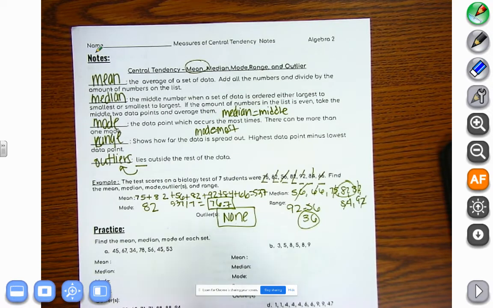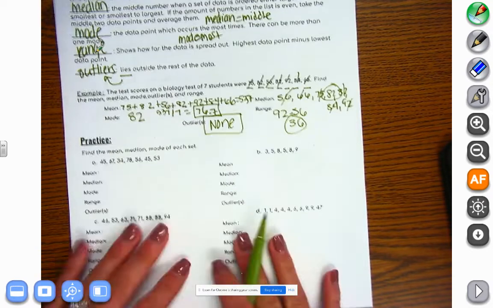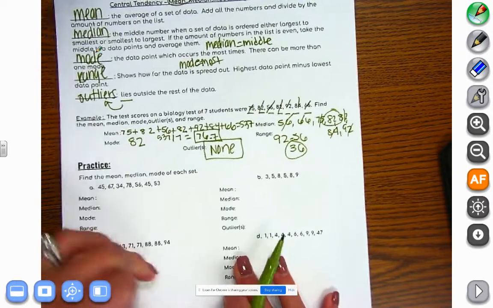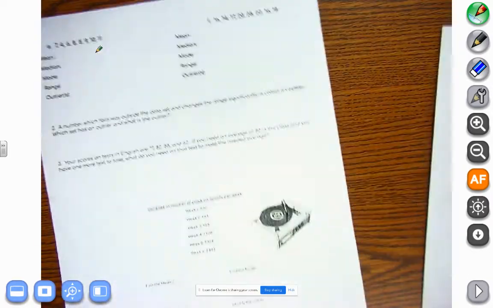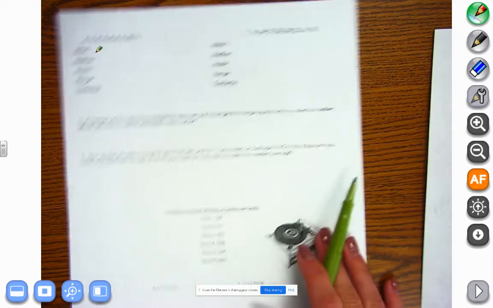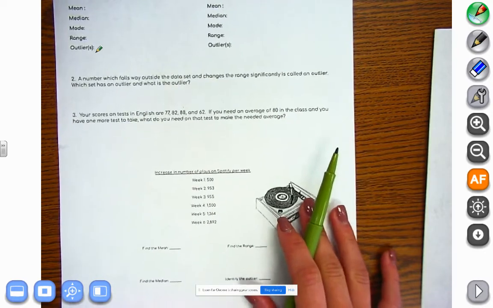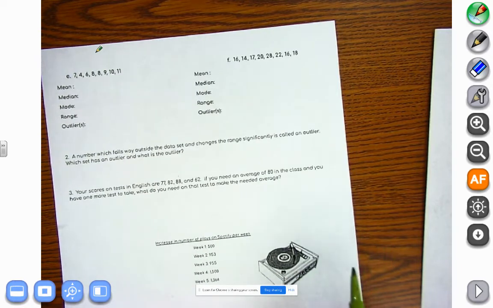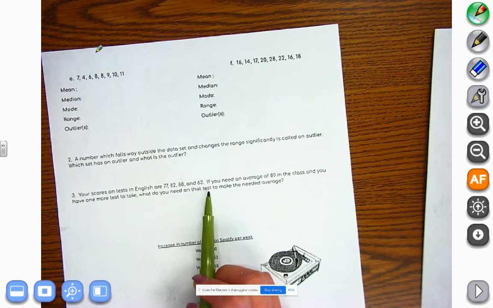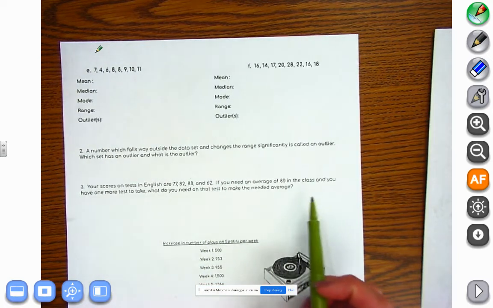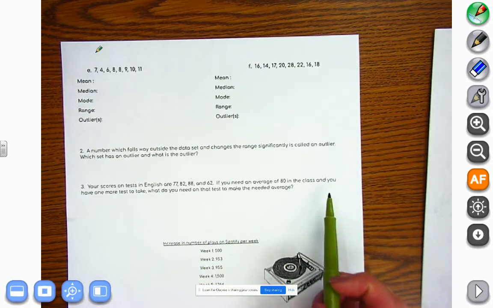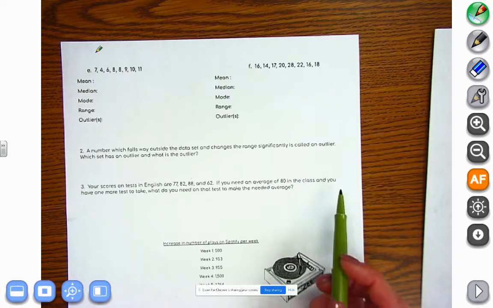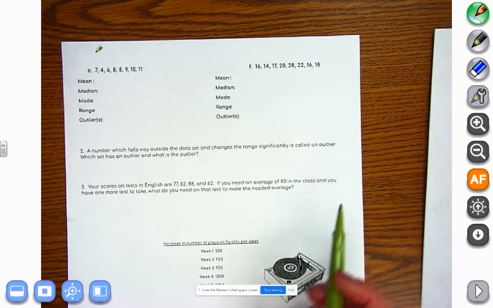Okay. So in this packet, you have a practice section, which you'll be completing. And then on the back, you also have some more practice problems, a couple questions. Okay. If you look at number 3, it says your scores on tests in English are 77, 82, 88, and 62. If you need an average of 80 in the class, you have one more test to take. What do you need on that test to make the needed average?